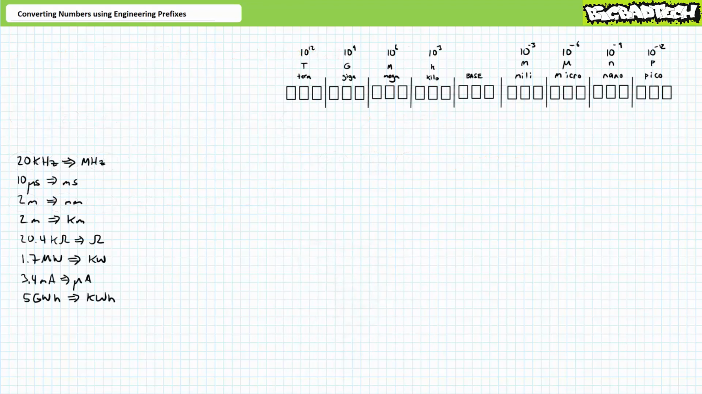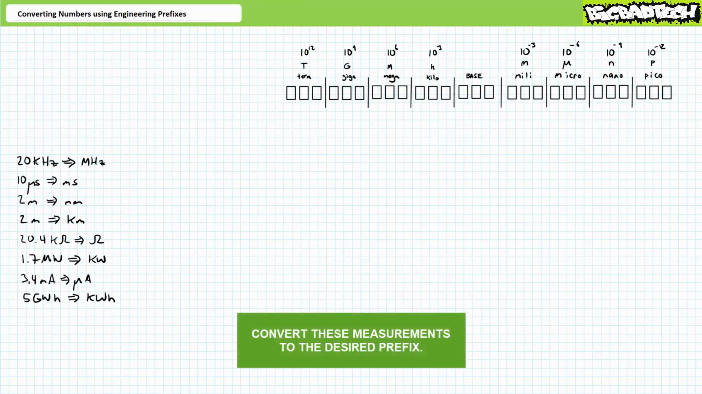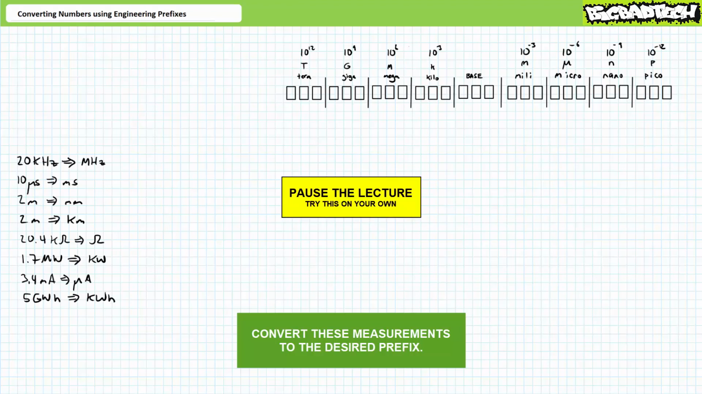All right, let's close out this lecture with another set of example problems to see if you really are tracking. Given the set of measurements, see if you can convert them to the desired prefix. By all means, use your calculator to check your work. Go ahead and pause the lecture and try this yourself. If you're tracking, you should have obtained the following results.